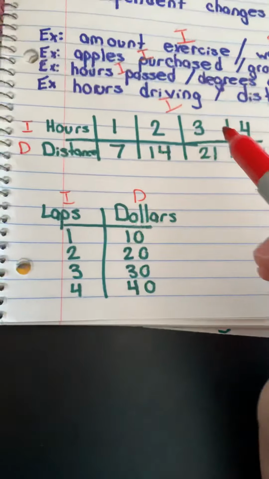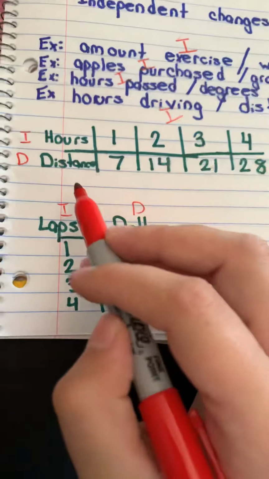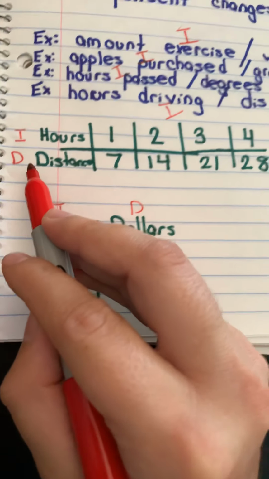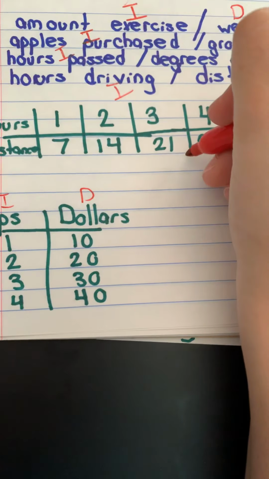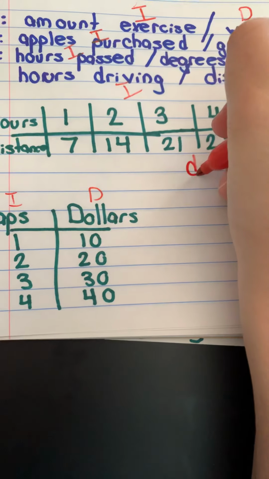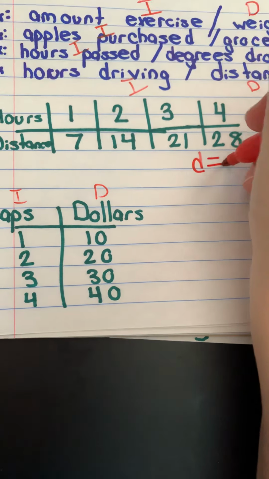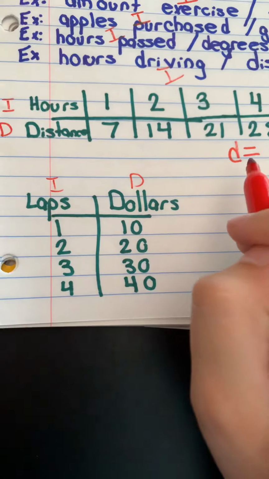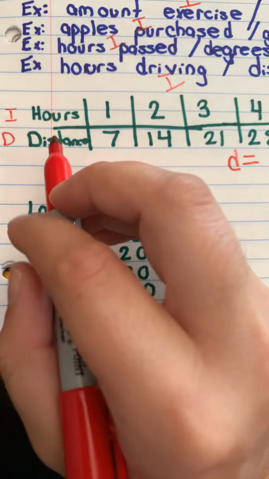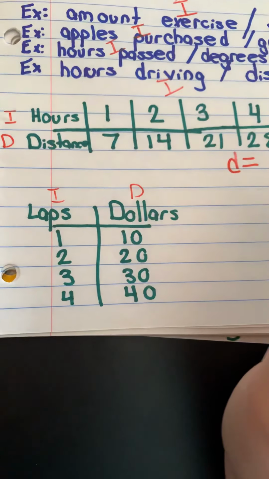So when I am trying to write an equation, the dependent variable is always the one by itself. For distance, I'm going to use D. I'm going to write the dependent variable equals. So distance equals. The dependent variable is always by itself. So you're going to use a variable for hours. I'm going to use H.